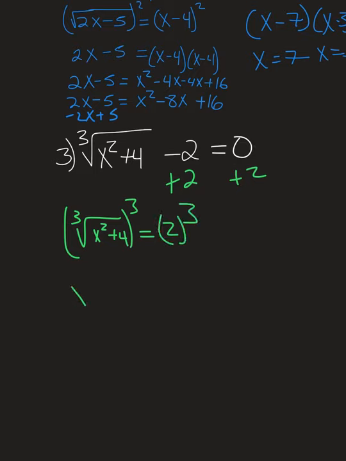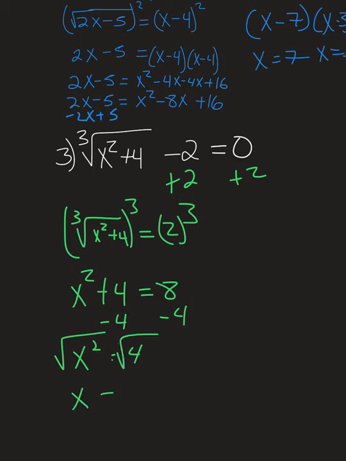When we do that, we're going to get x squared plus 4 is equal to 8. And then from here, we're going to subtract 4 from both sides. We're going to get x squared equals 4. Then, as our last step, we need to take the square root of both sides. We're going to get x equals plus or minus 2. And the final thing that we need to do here is check our work.